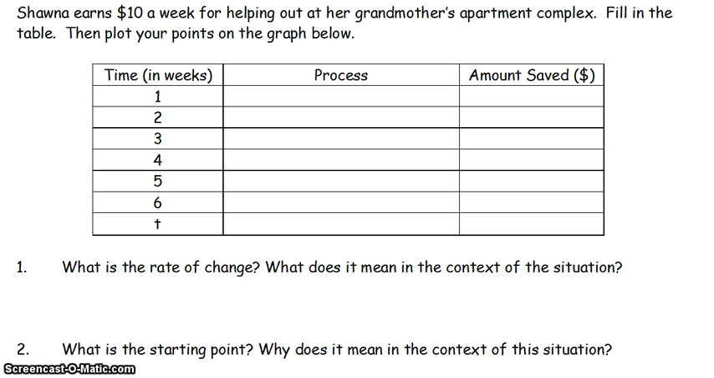In this first problem it says, Shauna earns $10 a week for helping out at her grandmother's apartment complex. We're going to fill in the table and plot our points on the graph below. First, I'll do week 1 with you. So in week 1, it's $10 times the 1 week, but there was no money to start with, so she has saved $10. Go ahead, take the next minute or so to fill in the rest of this table. Hit pause on the video so you can get that done.